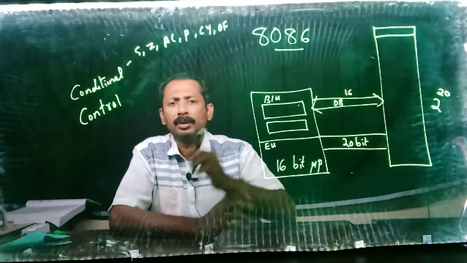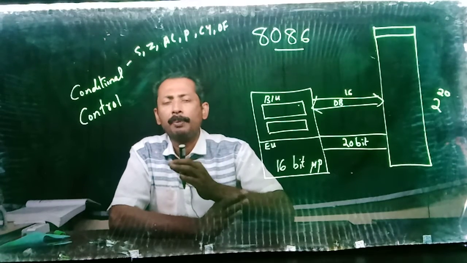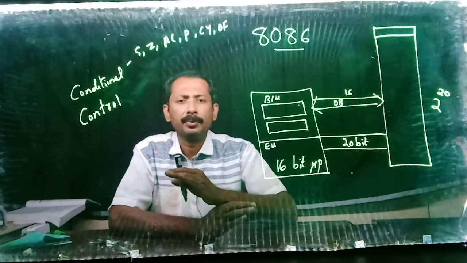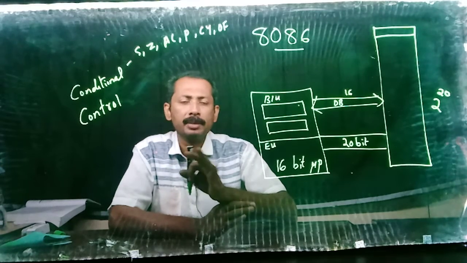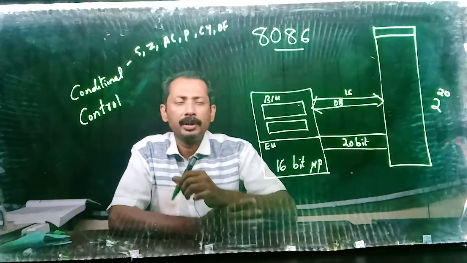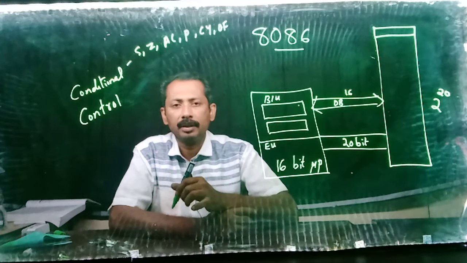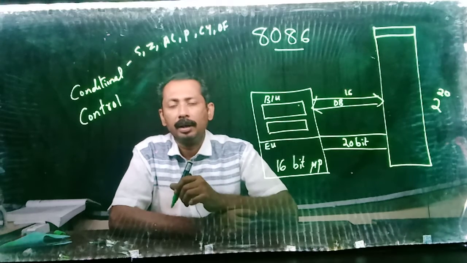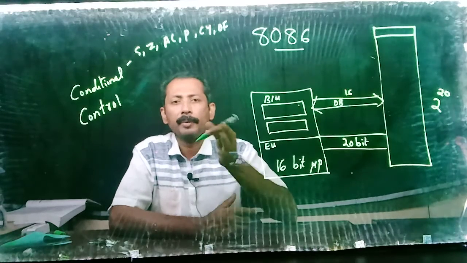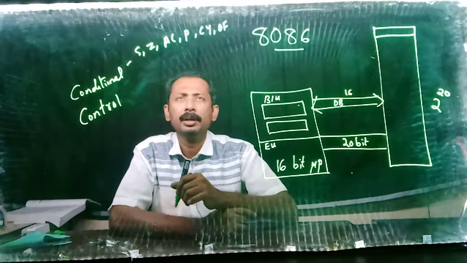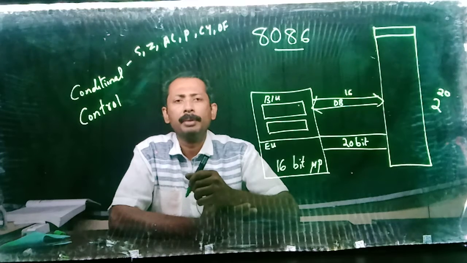Auxiliary carry flag is set if a carry goes from the lower byte to the upper byte. If it is an addition in the lower byte of a 16 bit number, and a carry is propagated from the LSB byte towards the MSB byte, then the auxiliary carry flag becomes set.